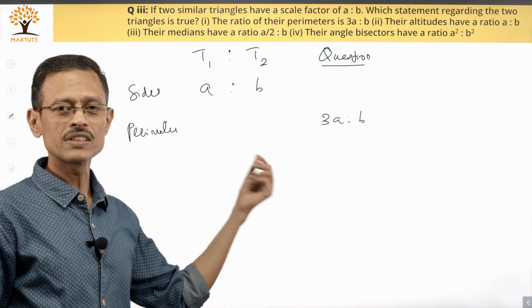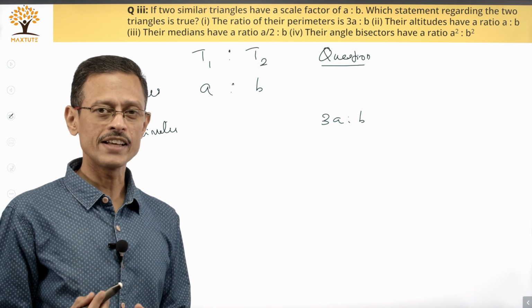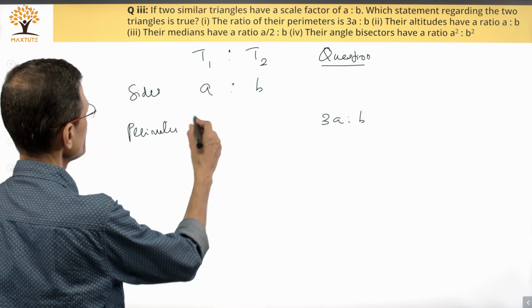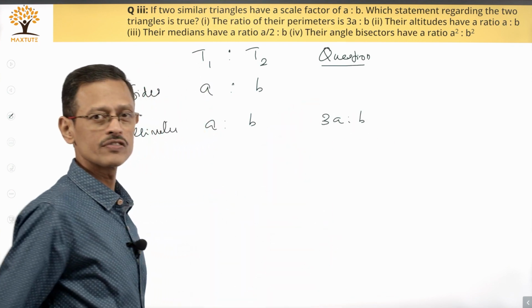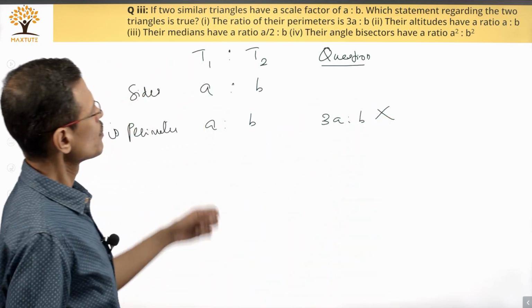Perimeter is the sum of the sides of a triangle. If all three sides of the two triangles are in the ratio of A is to B, the sum of their sides will also be in the ratio of A is to B, which means the perimeter should be in the ratio of A is to B. But the question states that it is in the ratio of 3A is to B. So 1 certainly is not the answer. Move on to part 2.